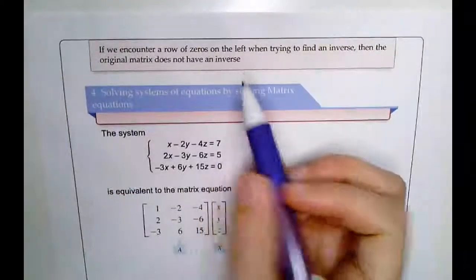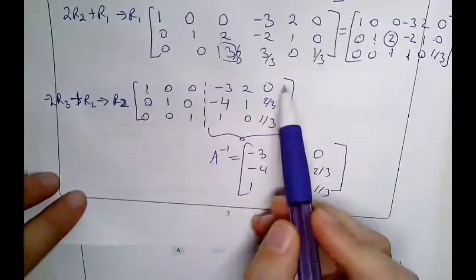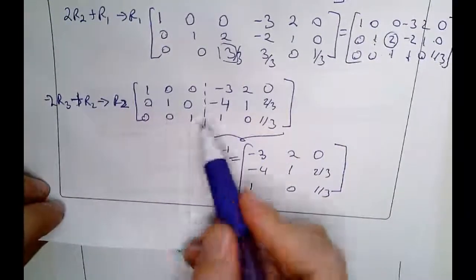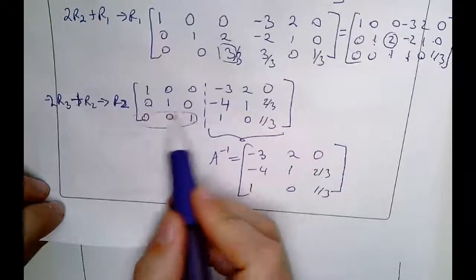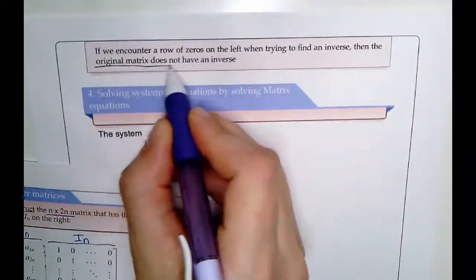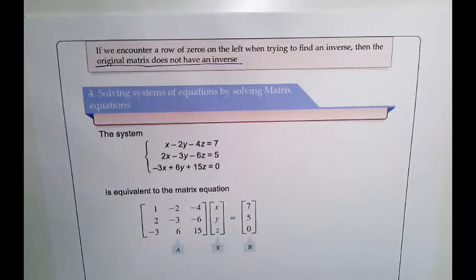All right, so when you do the row reduced echelon form for this larger matrix, like we did here on page 3, if you do that and you get a row of zeros, then the original matrix does not have an inverse. So if you do that, you'll just say that the inverse does not exist. So not every square matrix has an inverse.